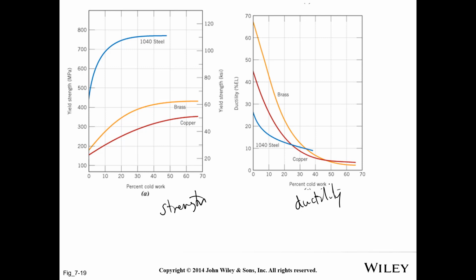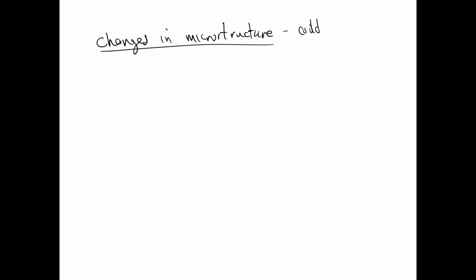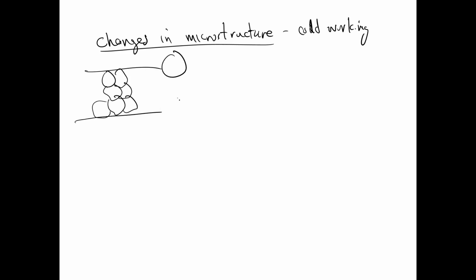Now let's talk about one last thing, and that is changes in the microstructure due to cold working, or strain hardening. Remember, it's the same term. So changes in microstructure, well, first of all, let's say we've got a metal that's got a certain grain size here, and we put it through some rolls.